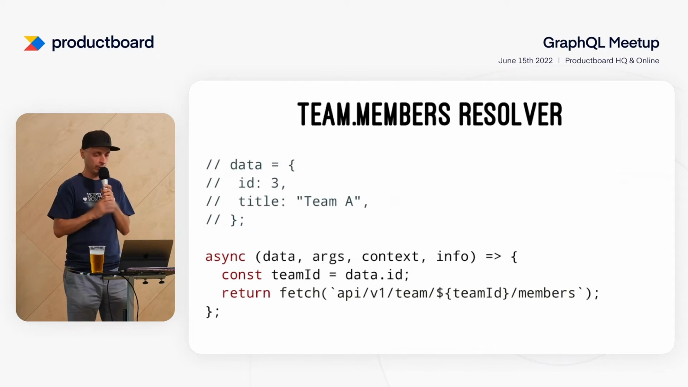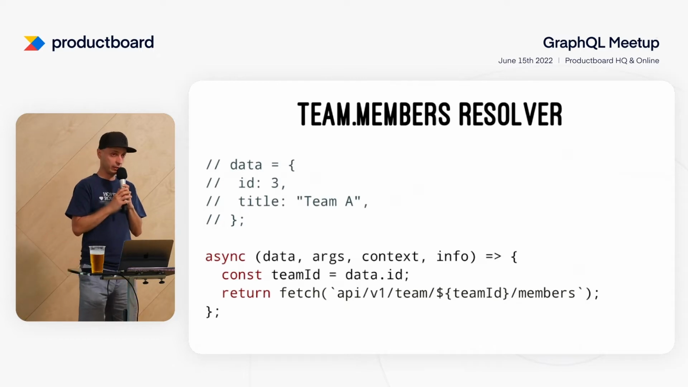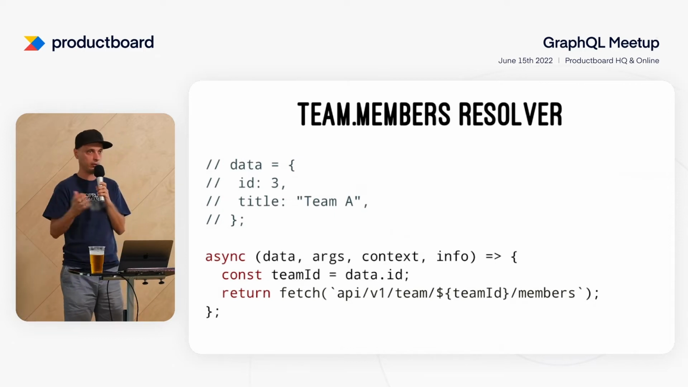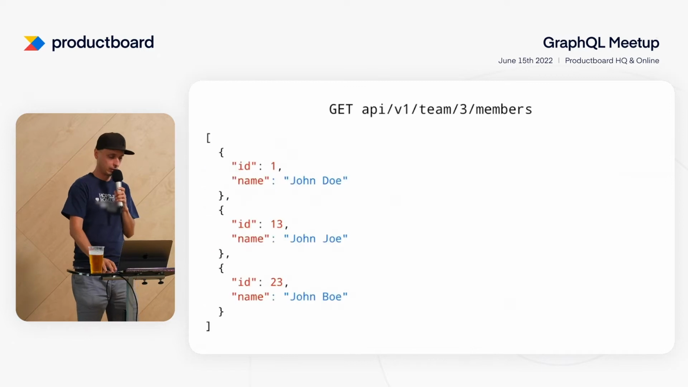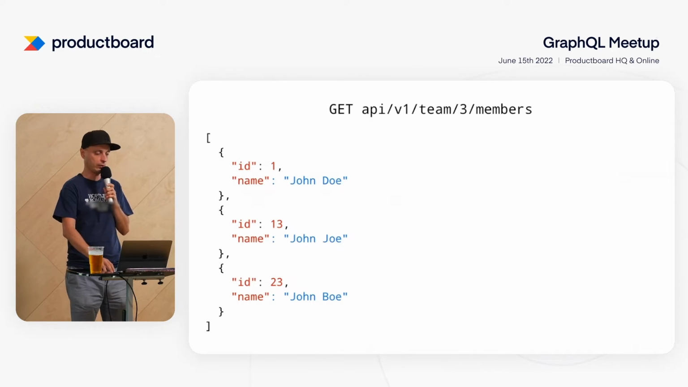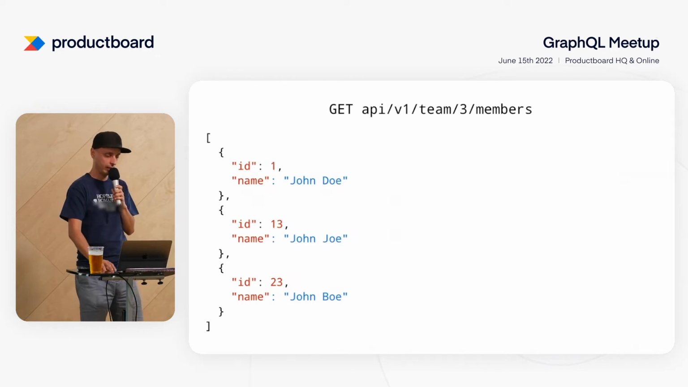But what about the members? That is a little bit different. The data that arrived from the parent only has an ID of the team and the title. Where can we get its members? We have to call another API to get the data, and we just use the team ID to compose the request. The response looks like this: we get the name of the member and its ID, as an array.